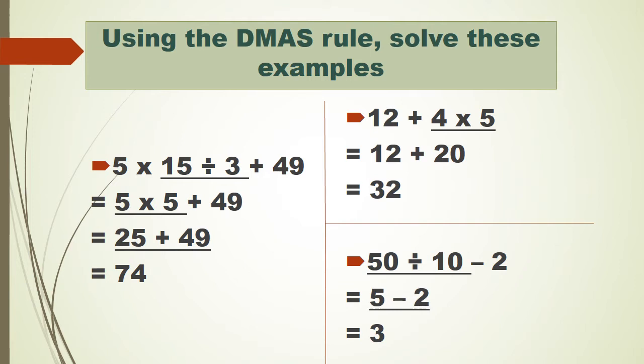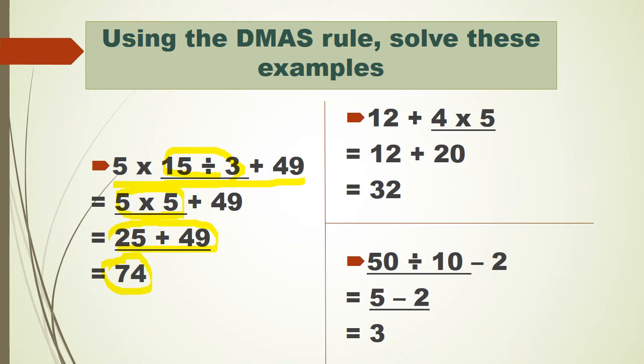Here we have some examples using the DMAS rule. First example, we have 5 multiplied by 15 divided by 3 plus 49. According to the DMAS rule, first we will do division. Divide 15 by 3, we will get 5. After that, we will multiply 5 by 5, we get 25. And lastly, we will add 25 plus 49 and then we will get 74.